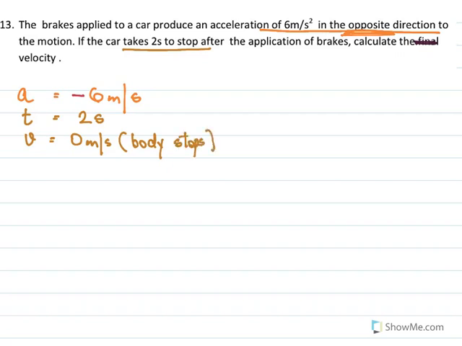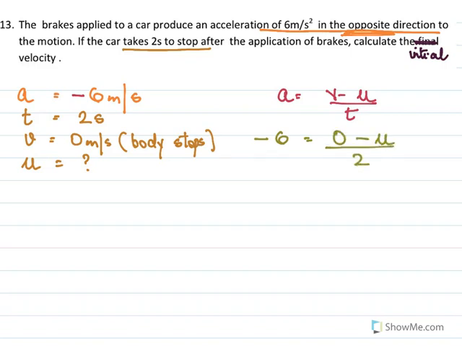We here have to find out the initial velocity. So the initial velocity u is a question mark. We've got to find that. So we know acceleration is v minus u over t. We put the values. Acceleration, remember, is minus 6 because the brakes are applied as retardation. Final velocity 0, u we do not know, and the time is 2.